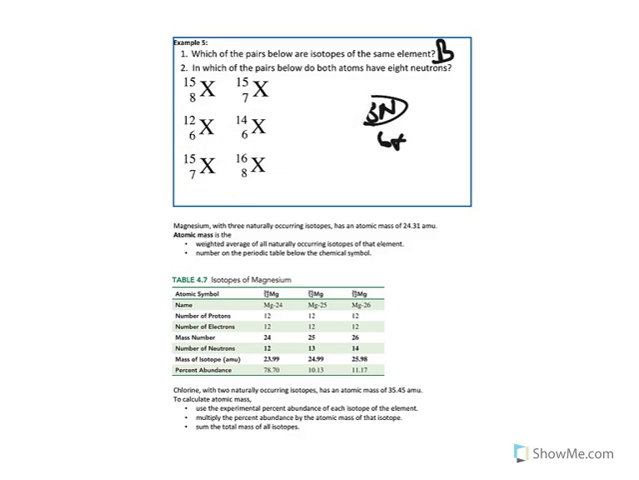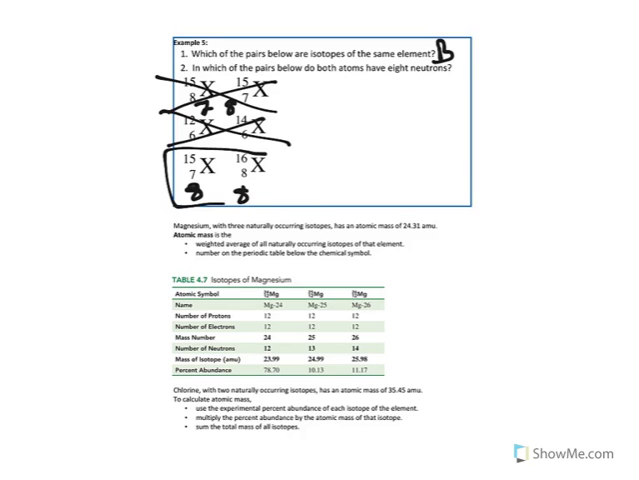How about part 2? In which of the pairs below do both atoms have 8 neutrons? Well, what do we have? 15 minus 8 is 7 neutrons. 15 minus 7 is 8 neutrons. So that rules out pair A. In pair B, we already said we have 6 neutrons and 8 neutrons, so that rules out pair B. In pair C, we have 15 minus 7 is 8, and 16 minus 8 is 8. Both of these elements have 8 neutrons. So for part 2, pair C, both atoms have 8 neutrons.